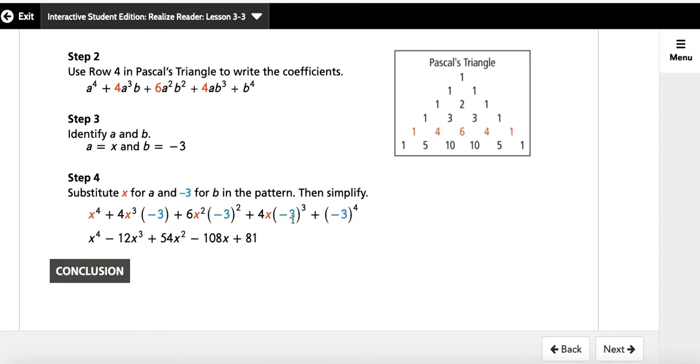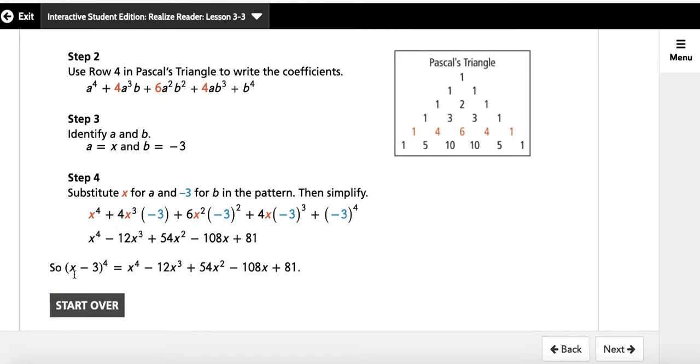And then for the third, well, this is actually the 1, 2, 3, 4th term. We have 4x to the 1, and negative 3 is to the 3rd power. Negative 3 to the 3rd power is negative 27. Negative 27 times 4 is negative 108. So we have a minus 108x. And then the final term is negative 3 to the 4th power, which is 81. So in conclusion, (x minus 3) to the 4th power can be that.